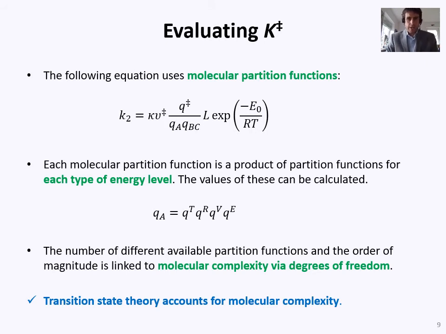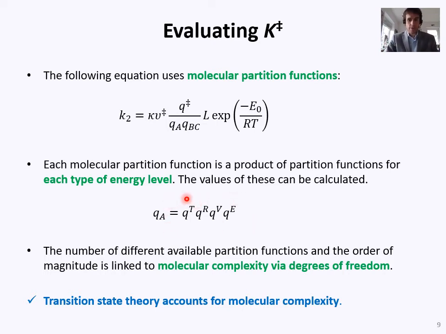Okay, so just to jump back again, sorry for the aside, but we've got this expression, and the key point here is that this is using molecular partition functions. As I said a couple of slides back, each of those molecular partition functions is going to be a product of the partition functions for each type of energy level, and as you learn with Rob, these can be calculated. Okay, so we've got expressions to calculate each of these that I'll show you on the next slide, and the really important point here is that this allows transition state theory to account for molecular complexity, because obviously the bigger the molecule, or the more atoms a molecule has, the more of these partition functions it's got.